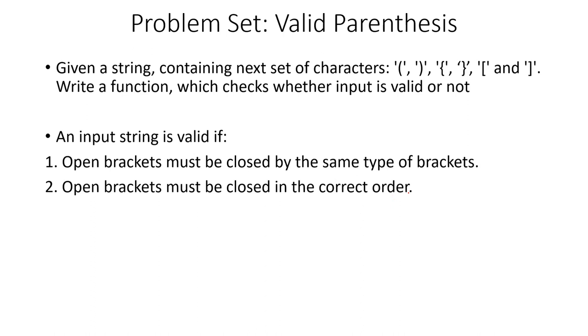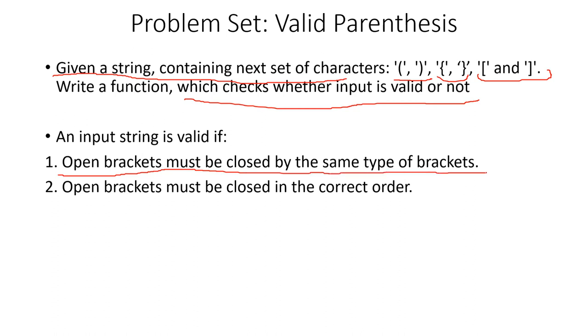So next is valid parentheses. This is a problem regarding stacks and queues. Let's say that we have a string containing the following characters. We have three types of brackets: this first type, second type, and third type. You need to write a function which checks whether the input is valid or not. And in order to be valid, it should follow these rules. First rule is open brackets must be closed by the same type of brackets. And second, open brackets must be closed in the correct order.